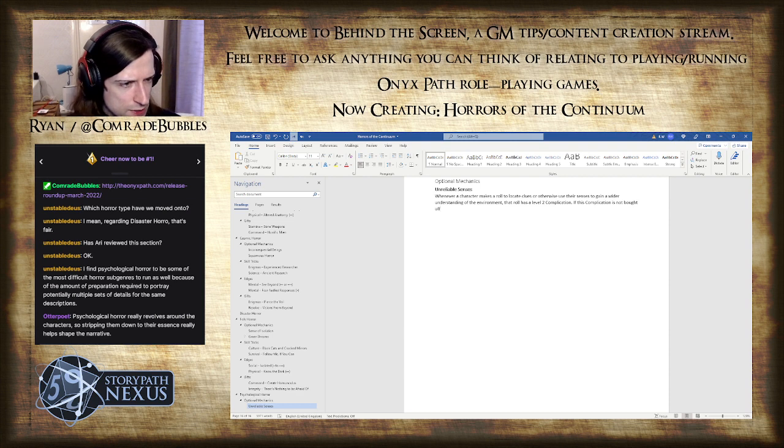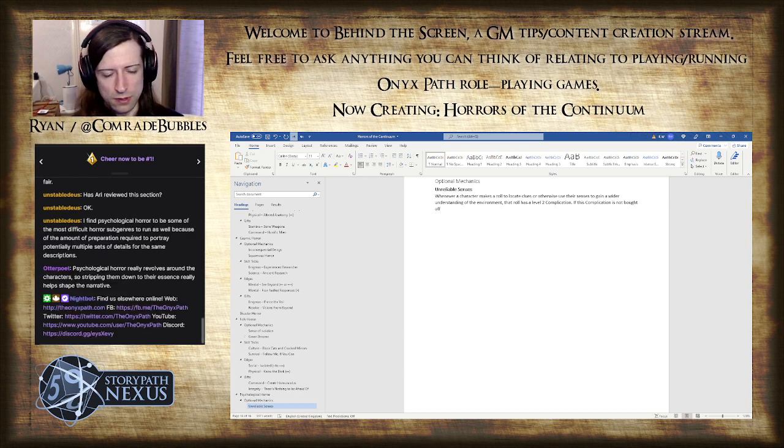Psychological horror really revolves around the characters, so stripping them down to essence really helps shape the narrative. Almost definitely, yes. And it's definitely one of those. I mean, I've run it as a one shot before, and it was okay. But because it does cross over with other subgenres really well, it's definitely a genre to sprinkle liberally, let's say, because you definitely need to understand the characters to some degree beyond surface level to really get the emotional weight to it.